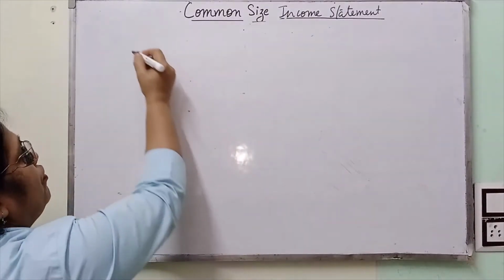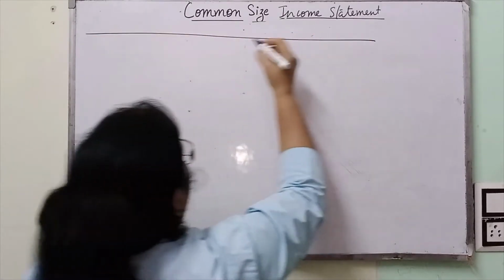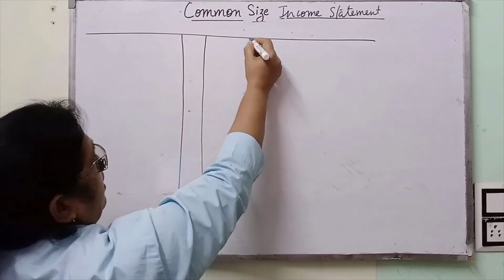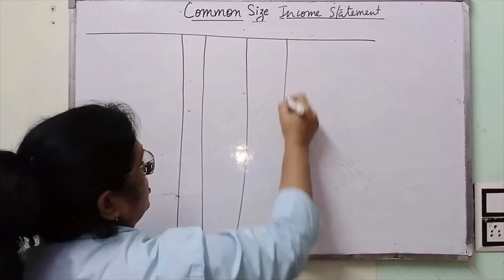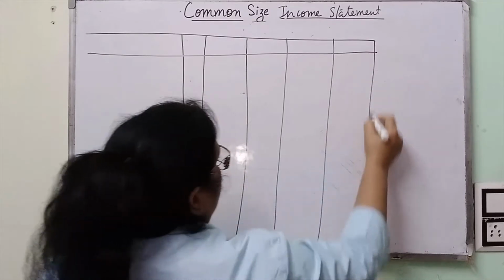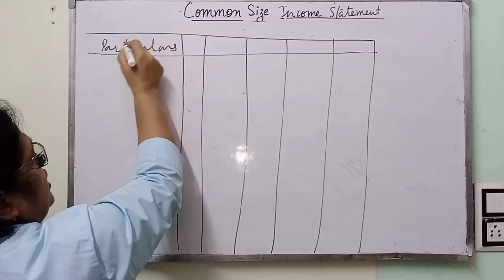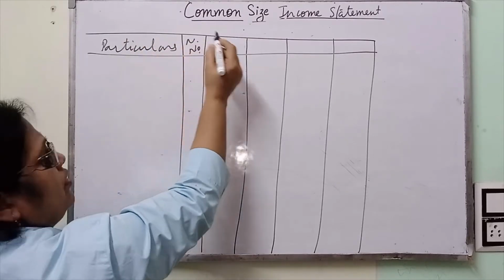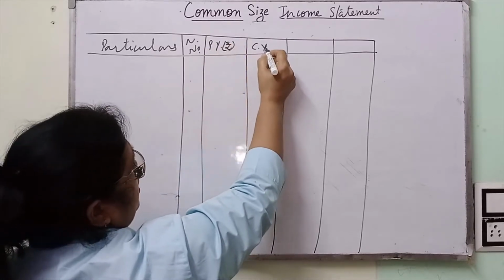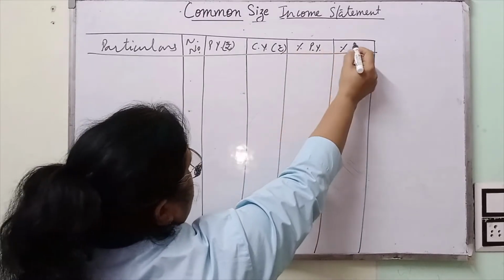First of all, know the format of preparing common size income statement. The format is the same as we prepare in case of common size balance sheet. First column will be for particulars. Then the second column is note number. Third is previous year's amount in rupees. Then current year's amount in rupees. Then percentage previous year, percentage current year.